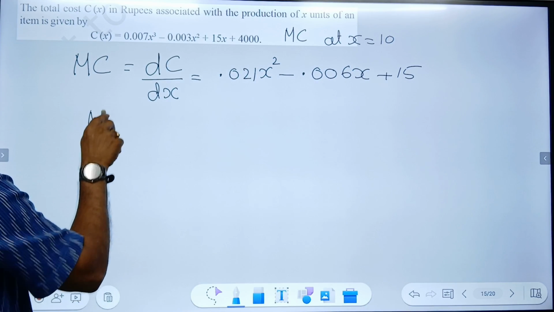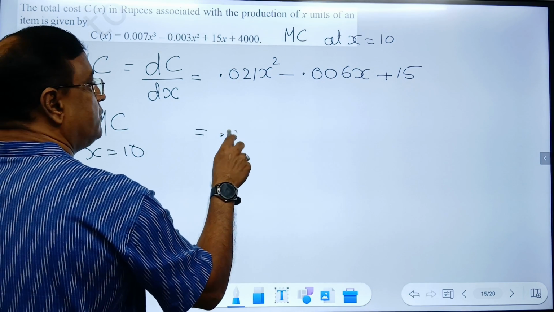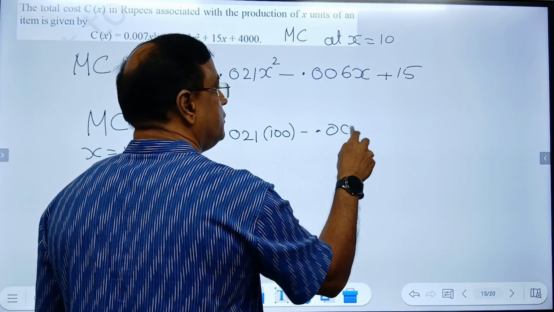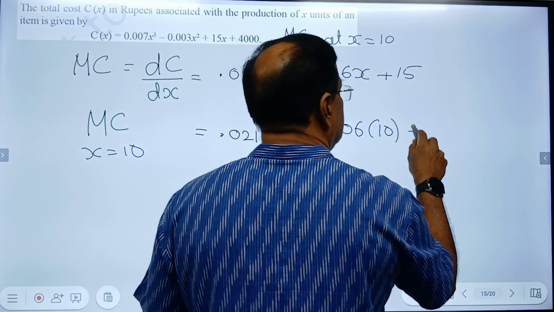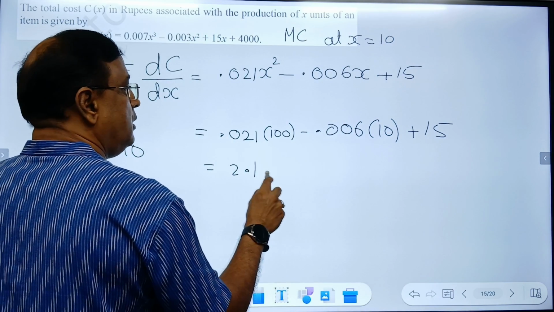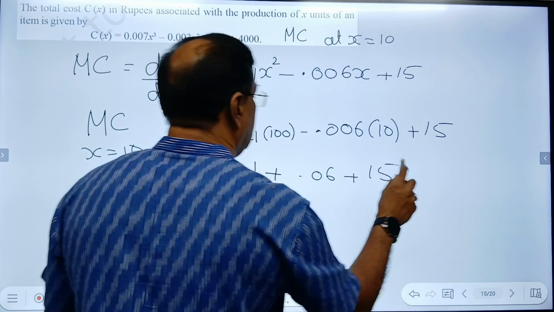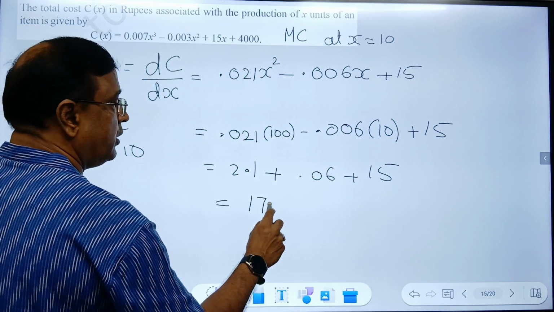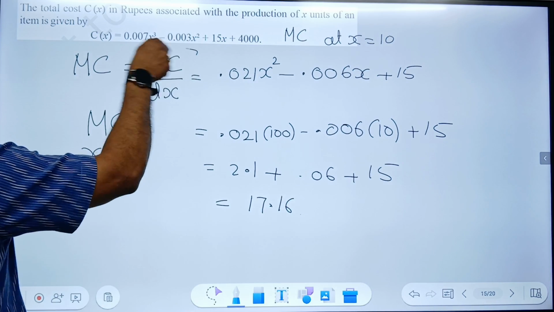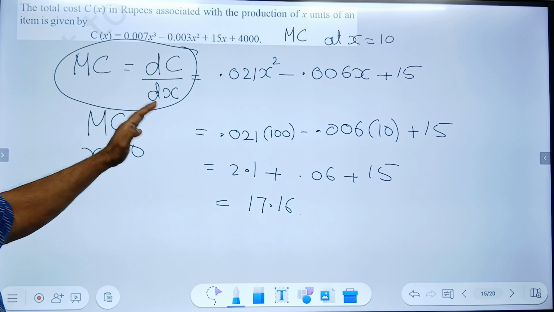Now I want to find the marginal cost when x is equal to 10. So that will be 0.021 into 100 minus 0.006 into 10 plus 15. If I multiply this, I get 2.1 plus 0.06 plus 15. So the answer is 17.16. Very simple calculation, but this idea is important. Marginal cost means change in cost with respect to the units produced.